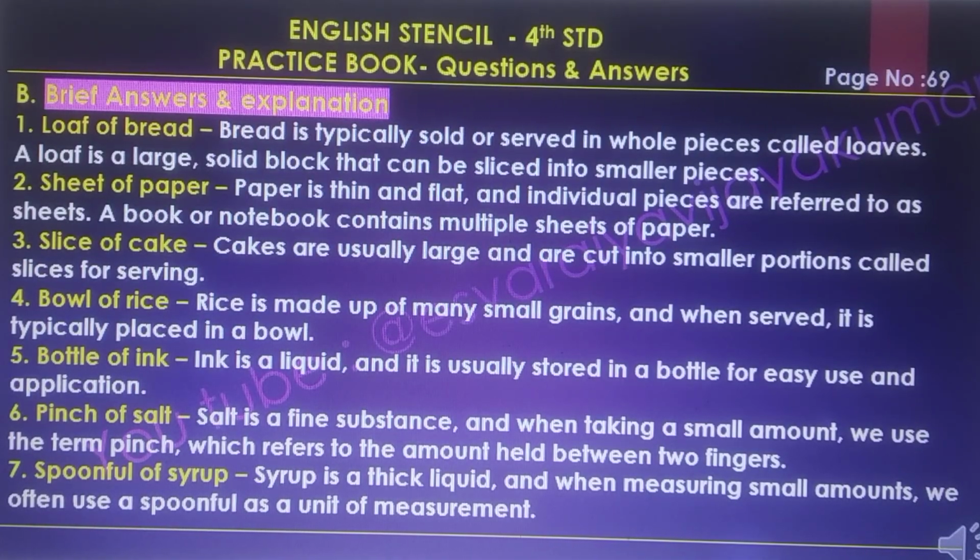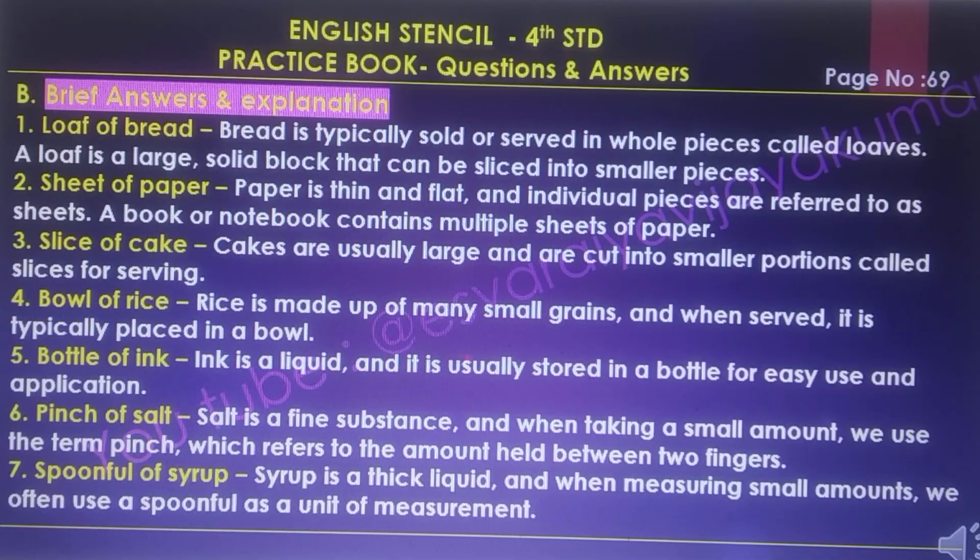Loaf of bread. Bread is typically sold or served in whole pieces called loaves. And a loaf is a large solid block that can be sliced into similar pieces. Sheet of paper. Paper is thin and flat, and individual pieces are referred to as sheets. A book or note contains multiple sheets of paper. Slice of cake. Cakes are usually large and are cut into smaller portions called slices, or servings.